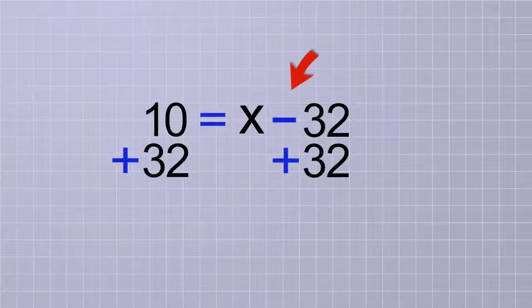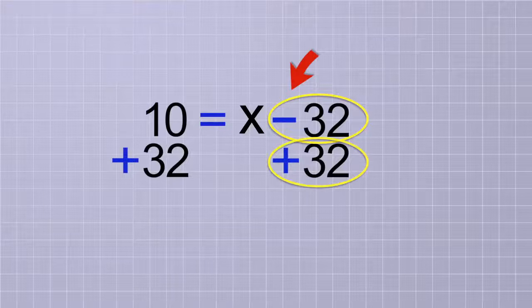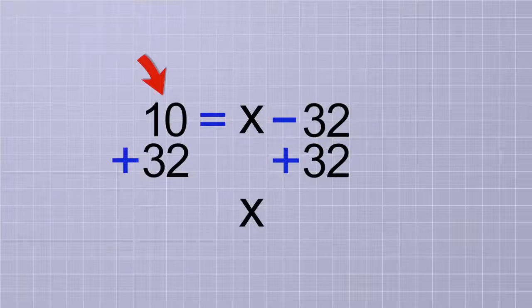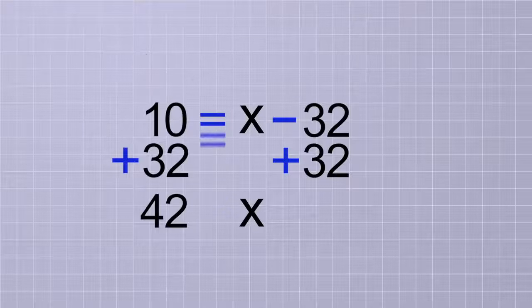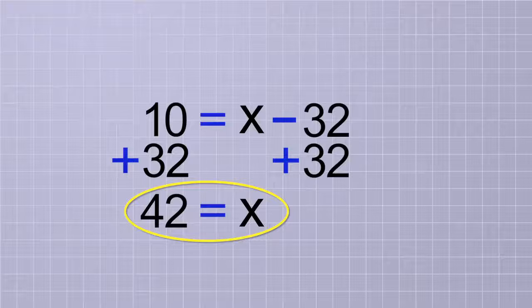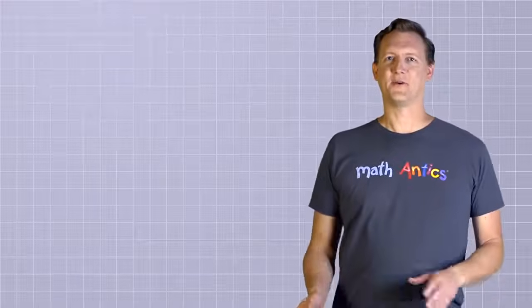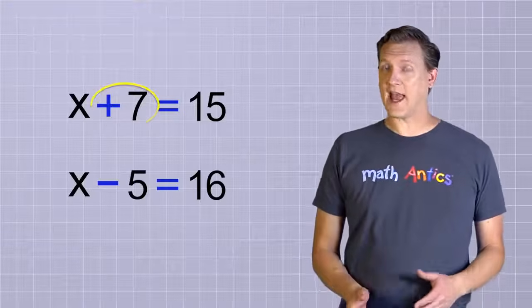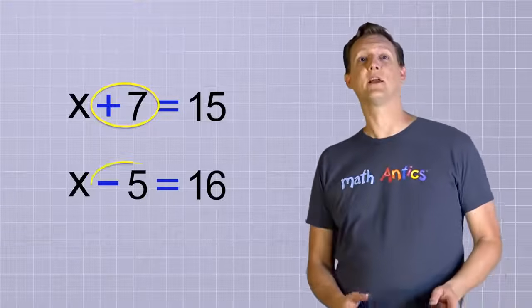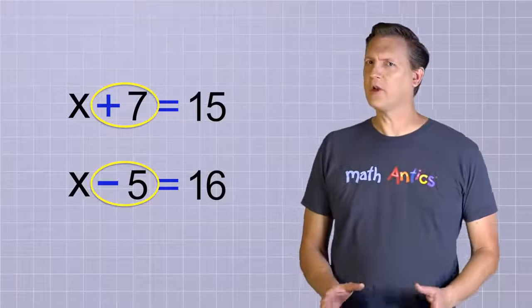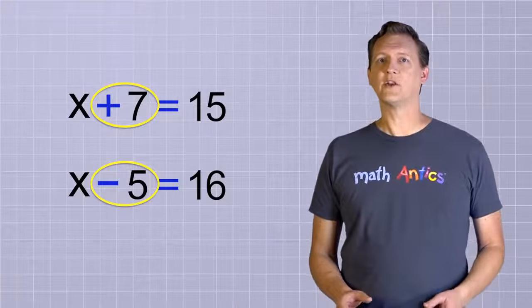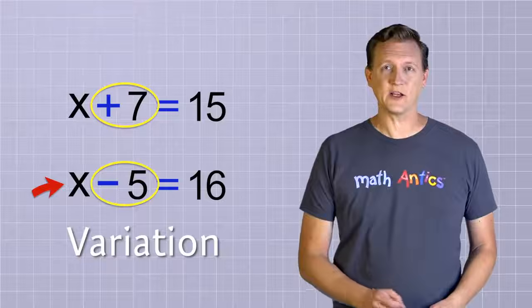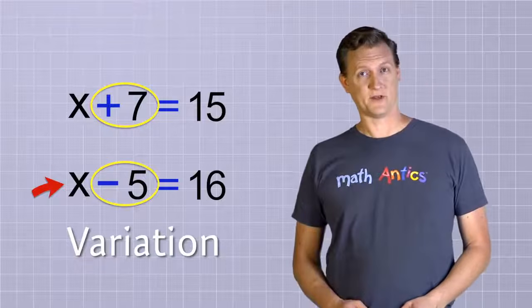On the right side, the minus 32 and the plus 32 cancel out, leaving just x. And on the left side, we have 10 plus 32, which is 42. Now we know that x equals 42. Okay, so now you know how to solve very simple equations like these, where something is being added to an unknown or something's being subtracted from an unknown. But before you try practicing on your own, I want to show you a tricky variation of the subtraction problem that confuses a lot of students.